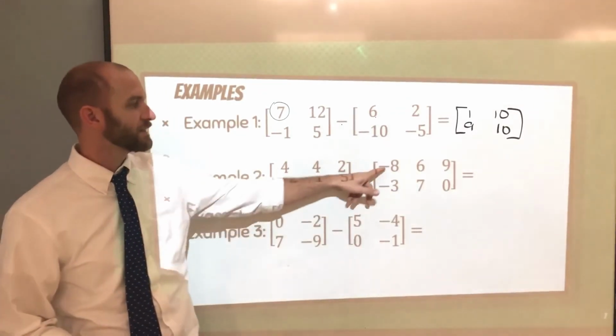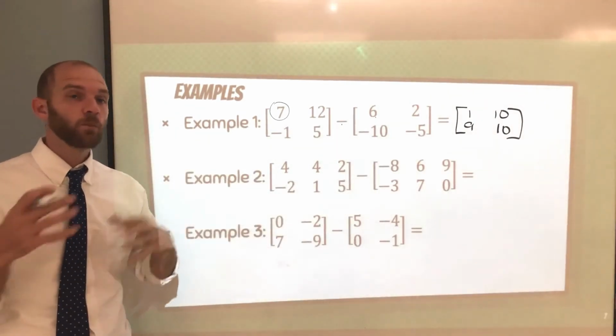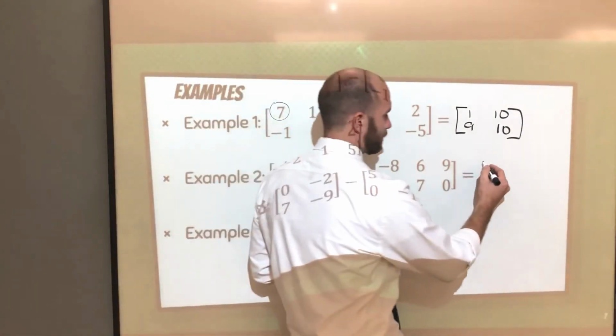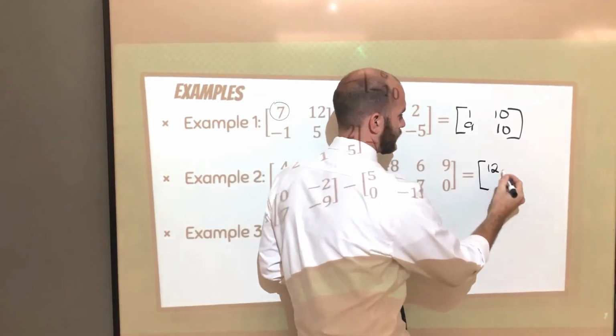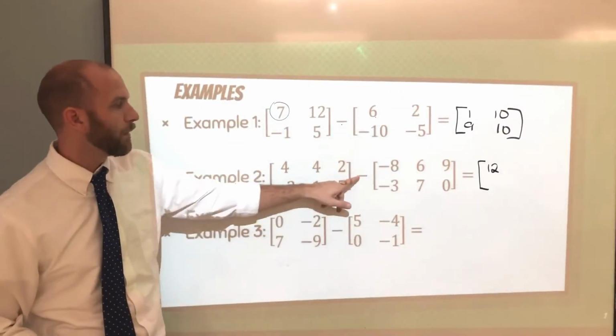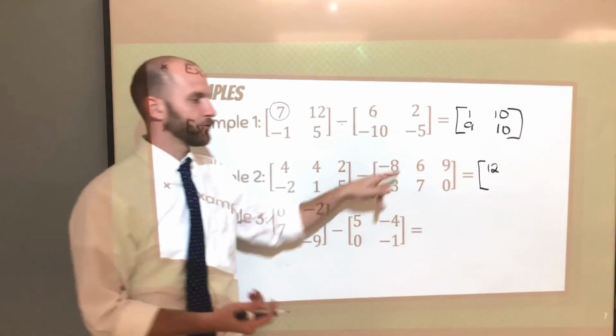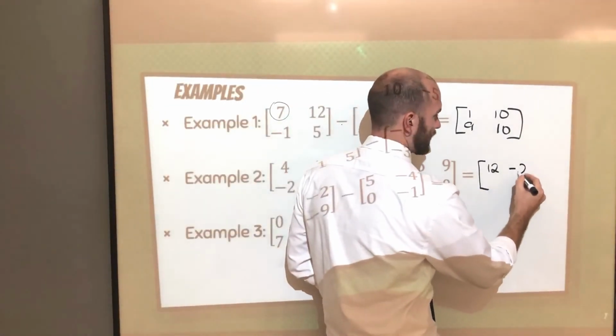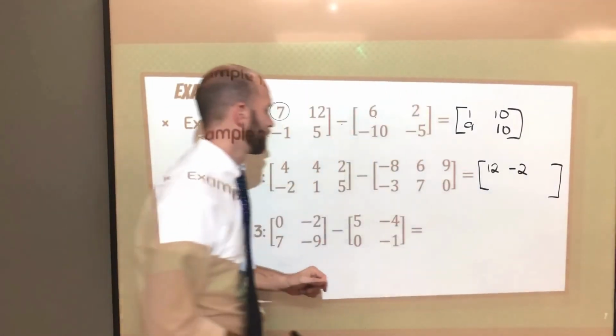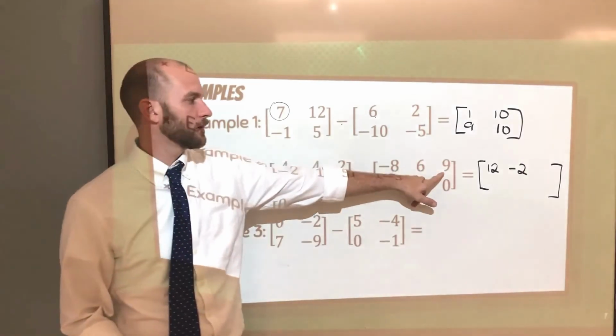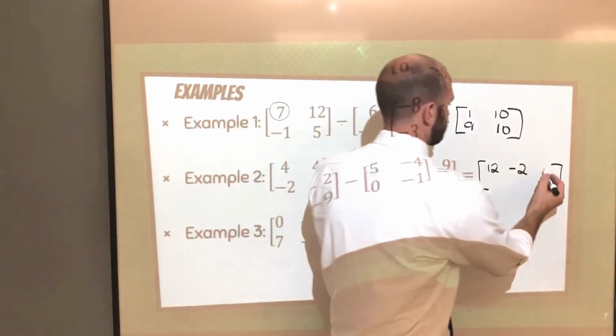So 4 minus a negative 8 is the same thing as 4 plus 8. That would give us 12. 4 minus 6 would give us a negative 2. And don't be shocked when you get a negative value. That's perfectly fine in math. 2 minus 9 would give us negative 7.